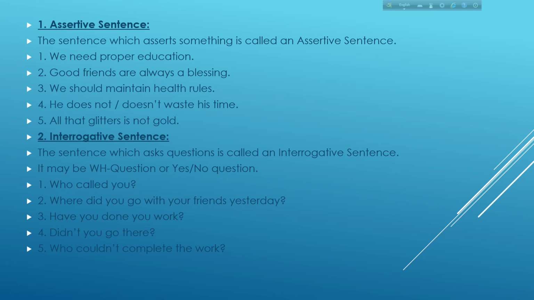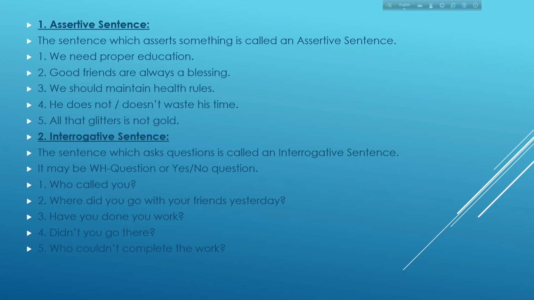So, who called you? This is a WH question, affirmative. Where did you go with your friends yesterday? WH question, affirmative. Have you done your work? Here it is a yes-no question, affirmative form. Didn't you go there? Negative, interrogative, yes-no question. Who couldn't complete the work? You can easily guess this is a WH question, negative form. So these are interrogative sentences.